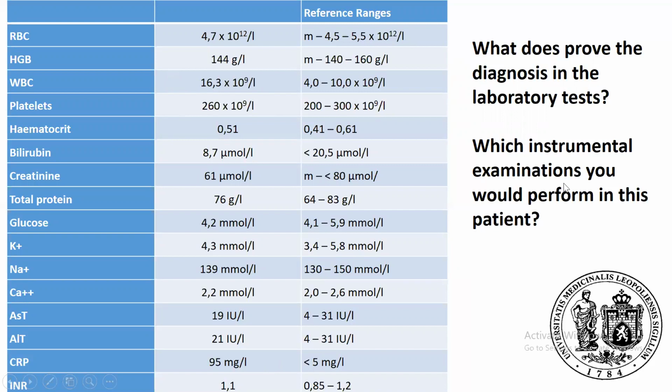Which instrumental examination would you perform in this patient? I would like to mention that in cases of acute appendicitis, routinely we perform only ultrasonography. But in cases when it is difficult to make the diagnosis, most probably not in this patient, we would also perform a CT scan. CT scan is the gold standard for diagnosing acute appendicitis in the most complicated cases.